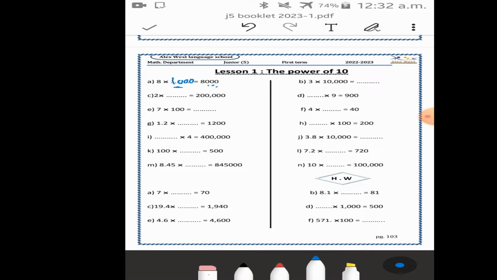And for another example, we have here 1.2 times what equals 1,200. Here we have a decimal number. So the decimal point here in the answer, where is the decimal point? The decimal point is here, as we have 0 in ones, 0 in tens, 2 in hundreds, and 1 in thousands. So the decimal point moves how many places? It moves 3 places to the right. So this number will be multiplied by 1,000, and so on.